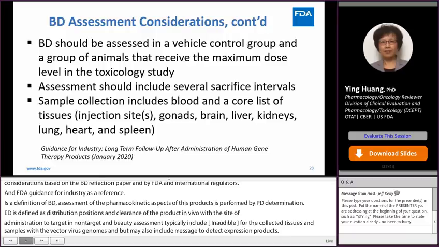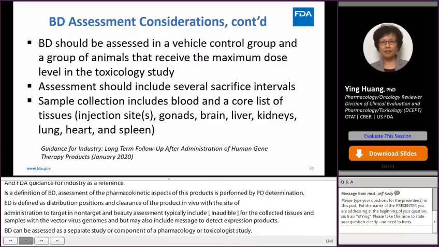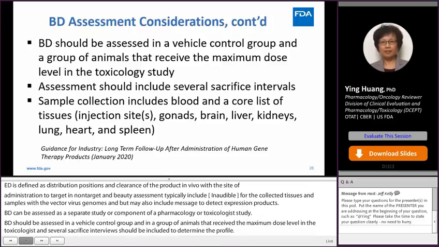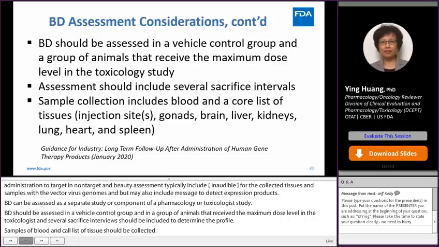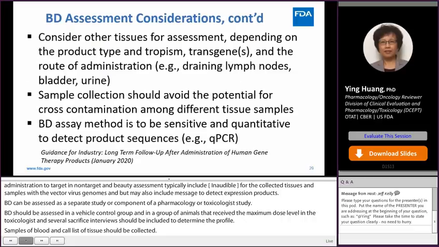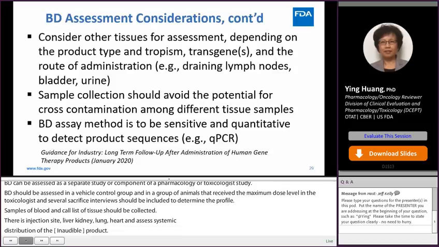BD should be assessed in a vehicle control group and a group of animals that received the maximum dose level in the toxicology study. Several sacrifice intervals should be included to determine the profile. Samples of blood and a core list of tissues should be collected. That is, injection site, gonads, brain, liver, kidney, lung, heart, and spleen, to assess systemic distribution of the administered product. Depending on the product type and the tropism, transgene characteristics, and the route of administration, other tissues may be added, for example, draining lymph nodes, bladder, and urine.